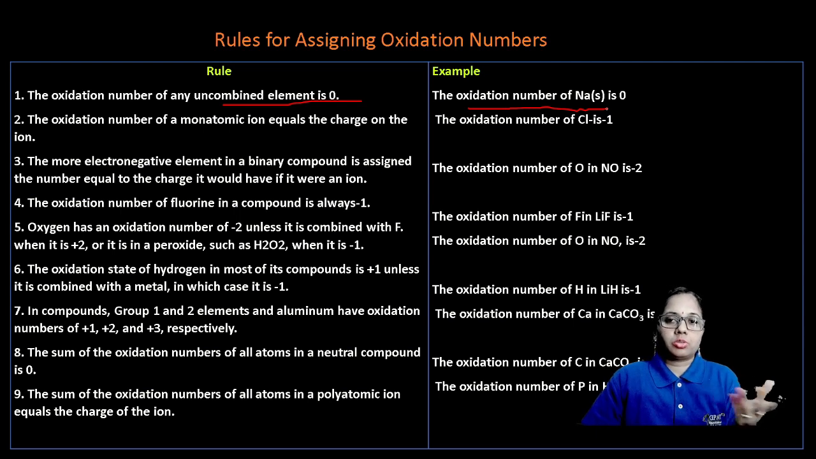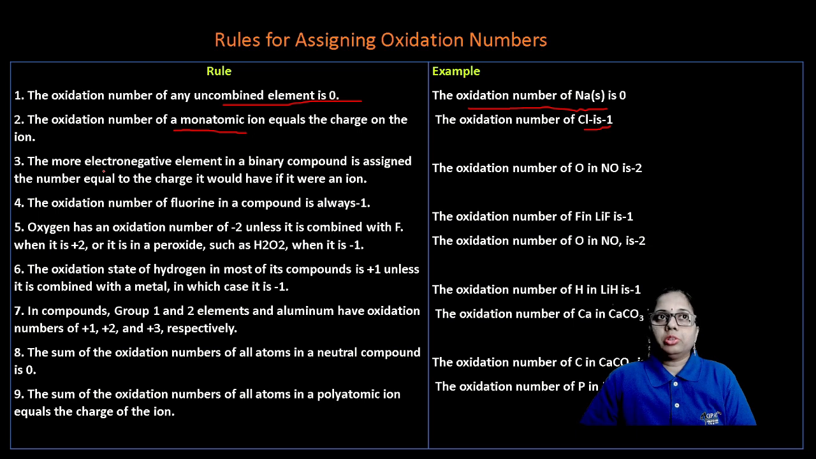If you leave sodium in the open air, it will get converted into another ion. But if you see sodium metal itself, the oxidation number is 0. The second rule: the oxidation number of a monoatomic ion equals the charge on the ion. That means, like Cl minus, a monoatomic ion, is -1, right? Next, Na plus is +1.